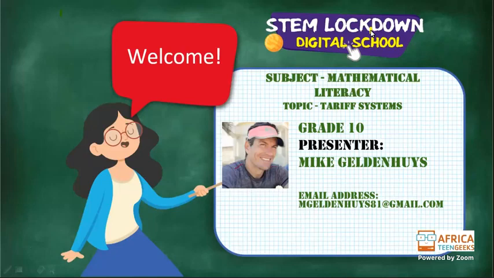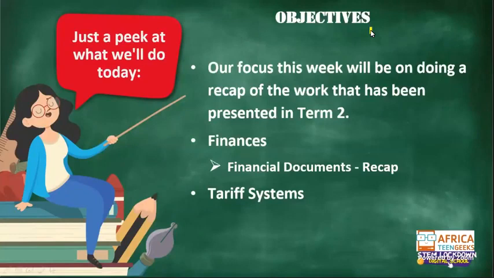We will just take some time, run through our focus or our objectives for this week, for today. Remember that our focus this week and next week will be on things that we have done during term 2. Okay, so it's just a bit of a recap. Today we will just quickly look again at the financial documents that we did yesterday. And then our main focus for today will be tariff systems.